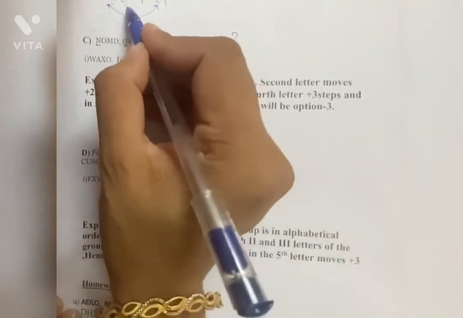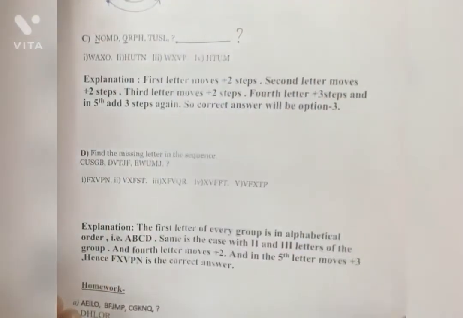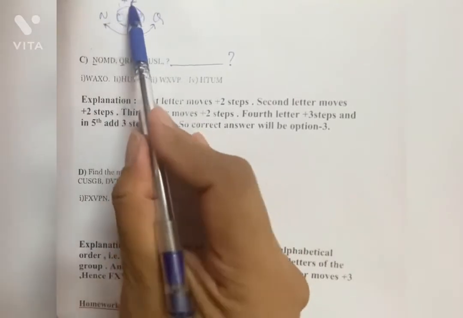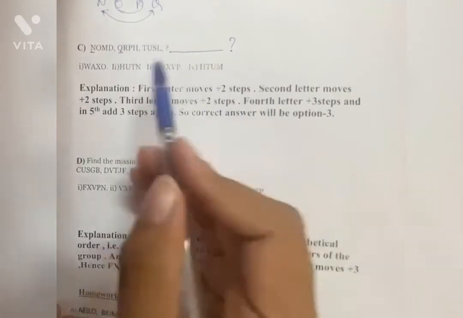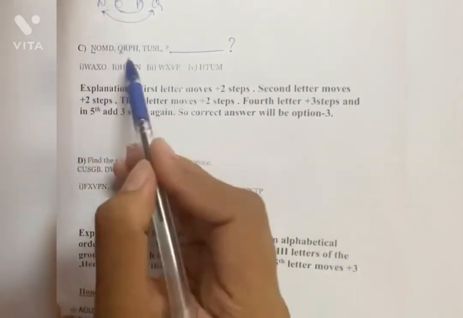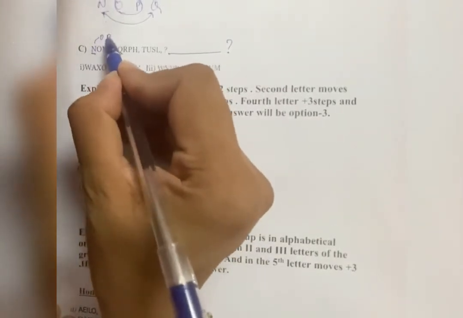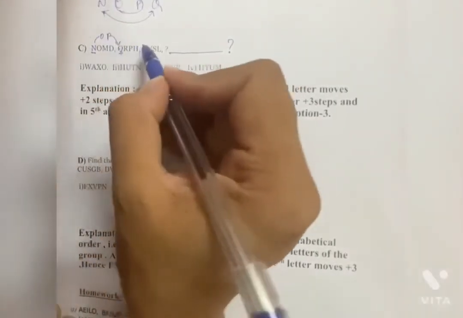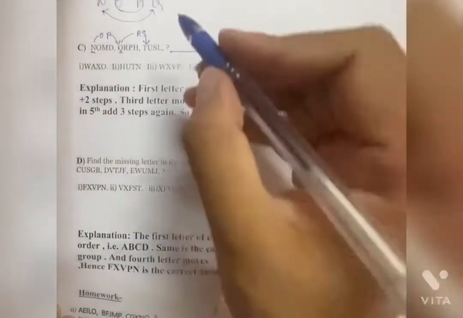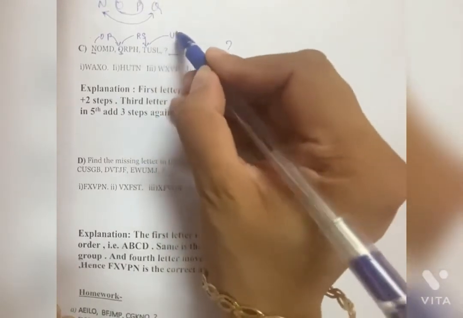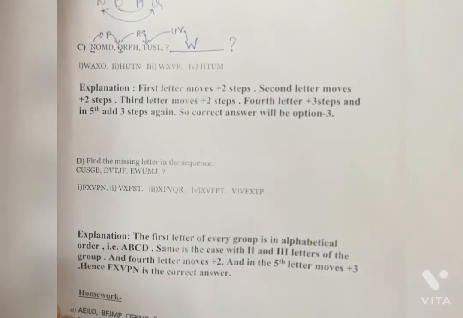How many letters? 2. Okay, so +2, right? So you have to add the 2 letters in this. So N O P, then it comes to Q. Okay, after N O P then it will come Q, then R S and it will come T. Then next is U V and next will come W. Okay, you have to find like this.